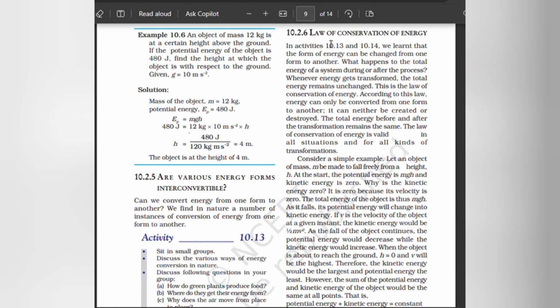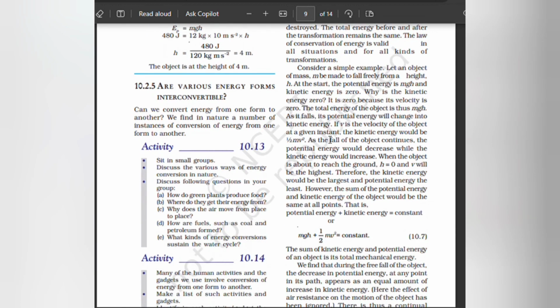Law of conservation of energy. In activities 10.13 and 10.14, we learned that energy can be changed from one form to another. What happened to the total energy of a system during or after the process? Whenever energy gets transformed, the total energy remains unchanged. This is the law of conservation of energy. According to this law, energy can only be converted from one form to another. It can neither be created nor destroyed. The total energy before and after the transformation remains the same. The law of conservation of energy is valid in all situations and for all kinds of transformation.